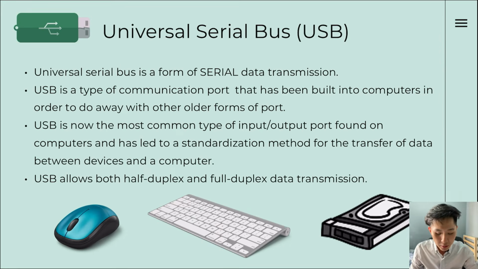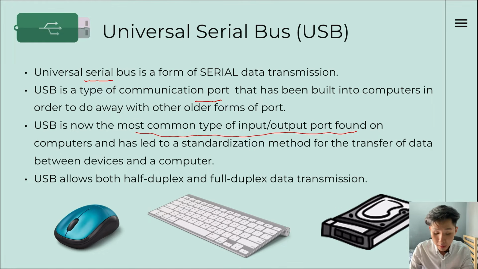Universal Serial Bus is a form of serial data transmission. As implied by the name, we can already know because it's called a serial bus. Therefore, it transmits data in a serial fashion, one bit at a time. And USB is a type of communication port. You can find it on your computer, in order to do away with the older forms of ports, and it's now the most common type of input and output port.